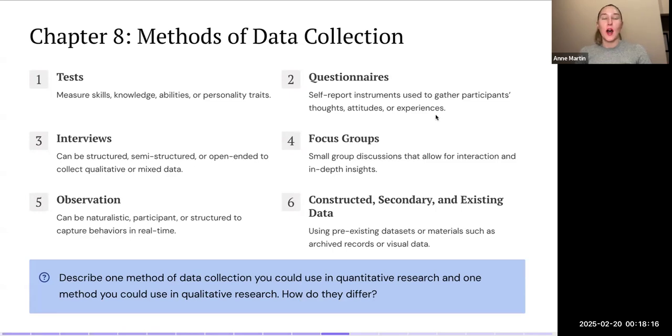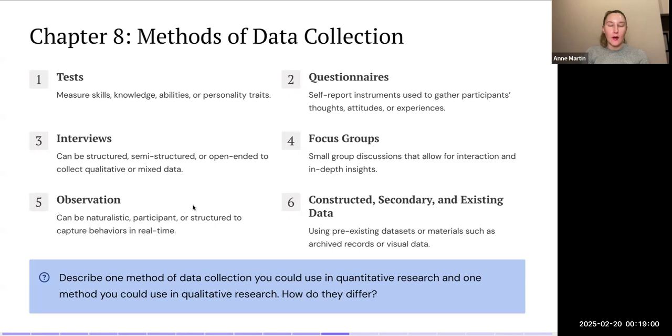And this is great for participants to do on their own and to get information about their perspectives, attitudes, thoughts. Interviews are similar to a questionnaire, but instead of participants doing it on their own, the interview is when the researcher has a conversation with the participant. Again, it could be quantitative, qualitative, or mixed based on the nature of the questions. Focus group is most commonly associated with qualitative research, and this is when a small group has a conversation to allow for interaction and group insights about your topic.